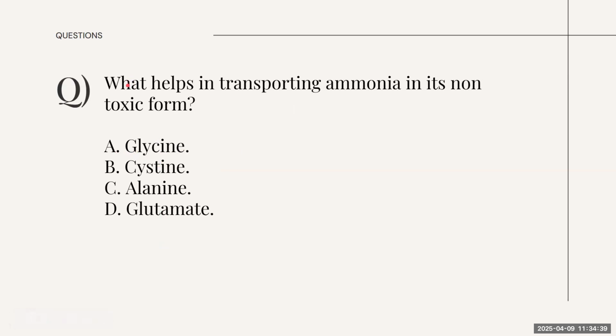Now, another question. What helps in transporting ammonia in its non-toxic form? Glycine, cysteine, alanine, and glutamate. The answer is both C and D, okay? Alanine and glutamate both carry ammonia in its non-toxic form, so the body can tolerate it. Alanine specifically in the blood, glutamate is more in enclosed spaces, so think cells, okay? And if glutamine was an option, it would be correct as well.